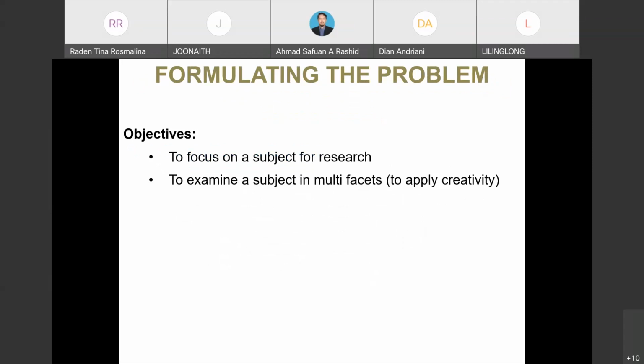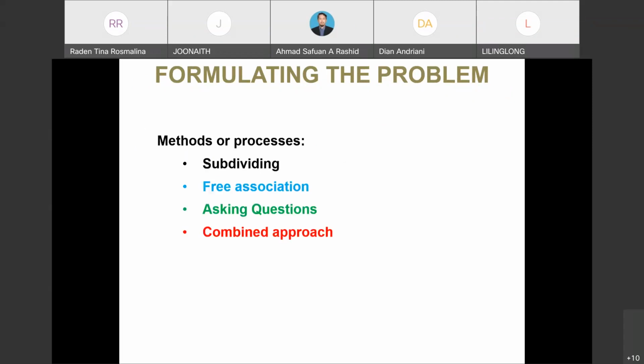Formulating the problem objectives: to focus on a subject for research, to examine a subject in a multifaceted way, and to apply creativity. So this is the objective of formulating the problems. As for the method of process, we have four types: subdividing, free association, asking questions, and then we can combine all three above processes.